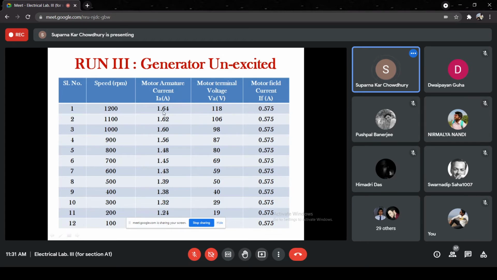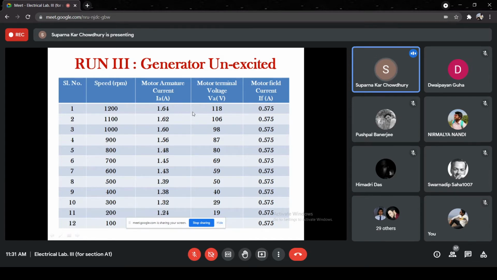So here we note the readings the same way. That is, we note the speed for the same set of speeds. We note the motor armature current and motor terminal voltage, keeping the motor field current constant. So this V into I minus I square R loss of the motor will give you the generator windage and bearing friction loss and the brush friction loss.